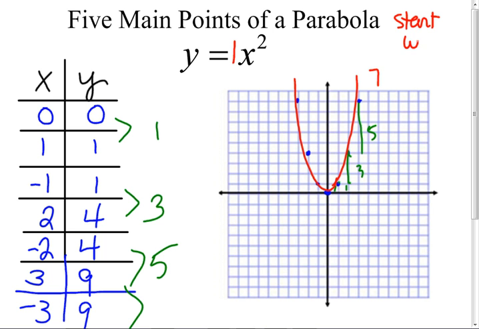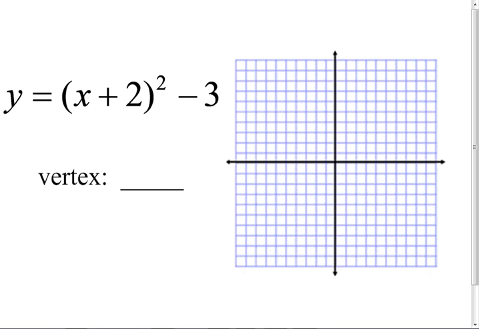And once you know where that is, then you can just do this counting. We're going to go over 1, up 1. Then we're going to go over 1, up 3. Then we're going to go over 1, up 5. Actually, we only need the 3.